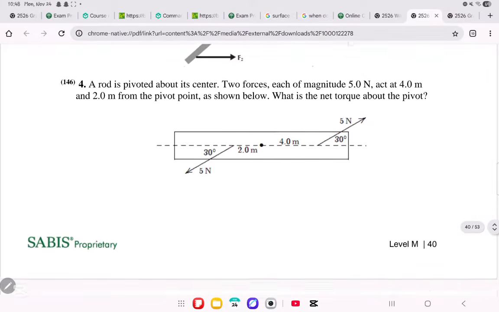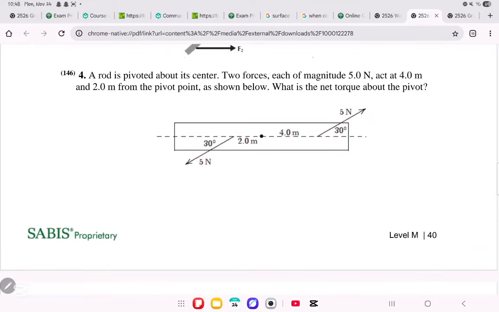We move on to question number 4. A rod is pivoted about its corner. Two forces, each of magnitude 5 Newton, act at 4 meters and 2 meters from the pivot. What is the net torque? Again, they did not ask us for the direction, okay? So what do we do in this scenario? Because it's a couple of forces, you take this to be the center of rotation, right? So now what do you have?